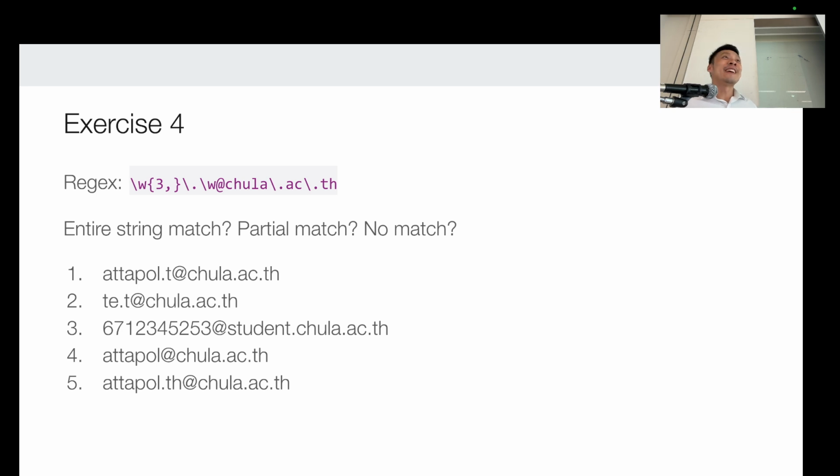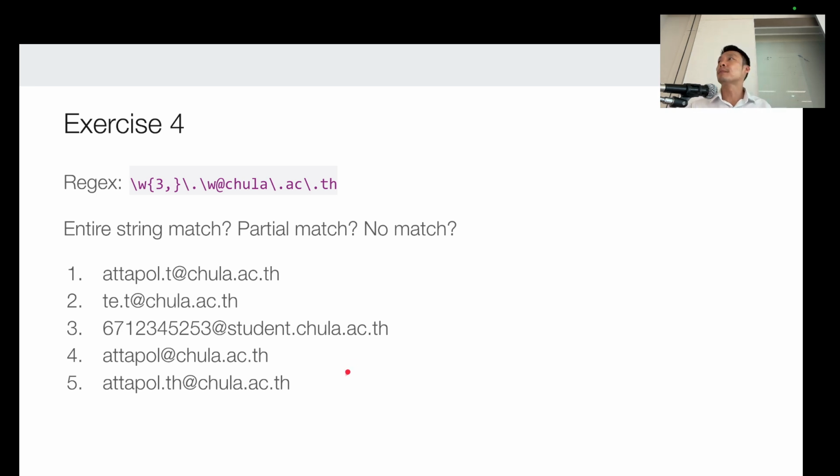Okay, any answer? Partial match. Okay, so it trips on this part, right? After the dot, there must be only one word character, but this string has two. The second part is okay, so it won't match at all. Okay.